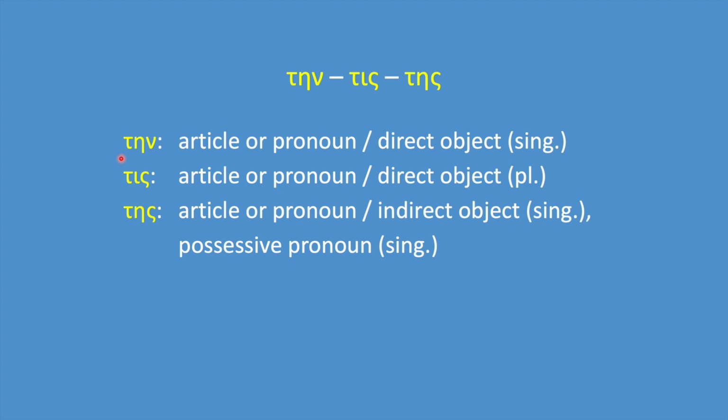In summary, both ΤΗΝ and ΤΙΣ with iota can be used as articles or as personal pronouns to indicate a direct object, while ΤΗΣ with eta can be used as an article or as a personal pronoun to indicate an indirect object, and it can also be used as a possessive pronoun.